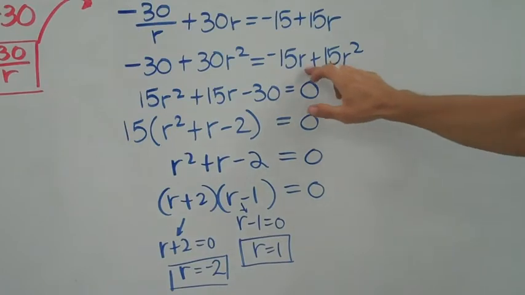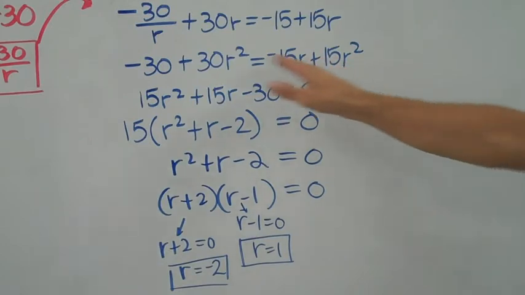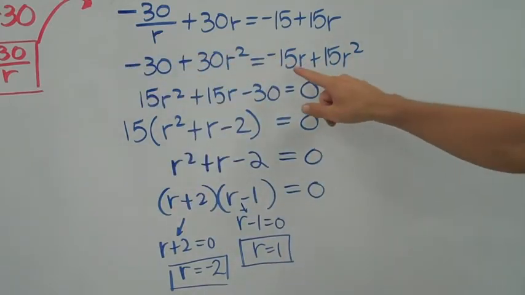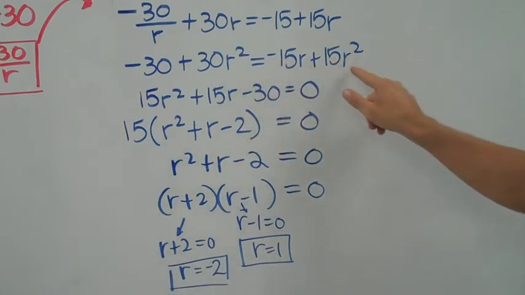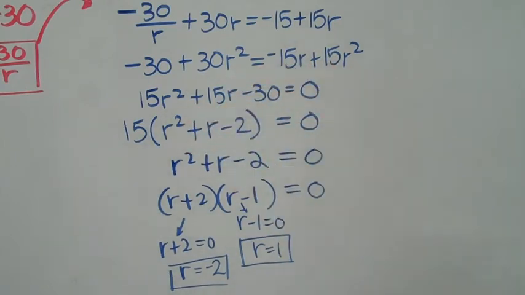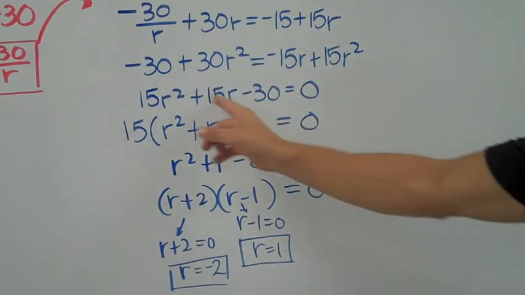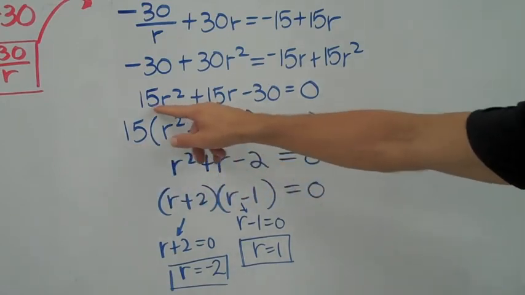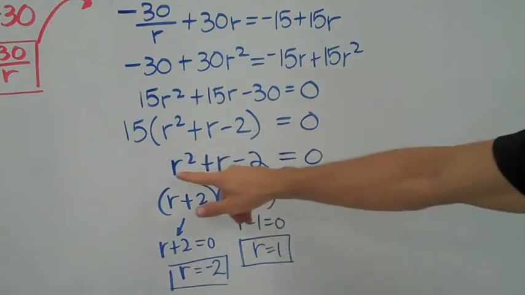When you have r squareds and r's and numbers or constants in one equation, you want to throw everything to one side. So what I did is I added 15r to both sides and subtracted 15r squared from both sides. So if I subtract 15r squared from both sides, 30r squared minus 15r squared gives me a positive 15r squared. And I had this minus 30 already. I factored out a 15, so I got 15 times r squared plus r minus 2, because I saw 15 was common to all three of them. And then I divided both sides by 15 to give me this expression.